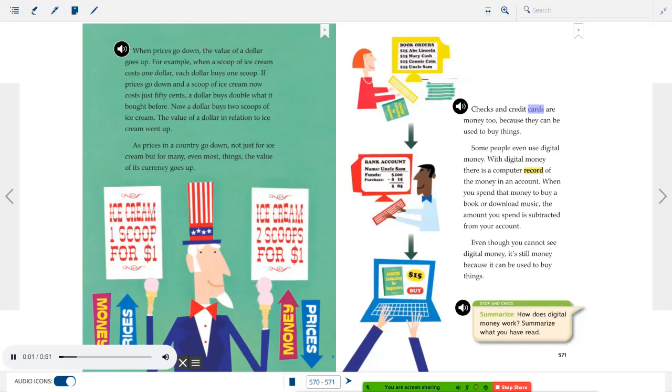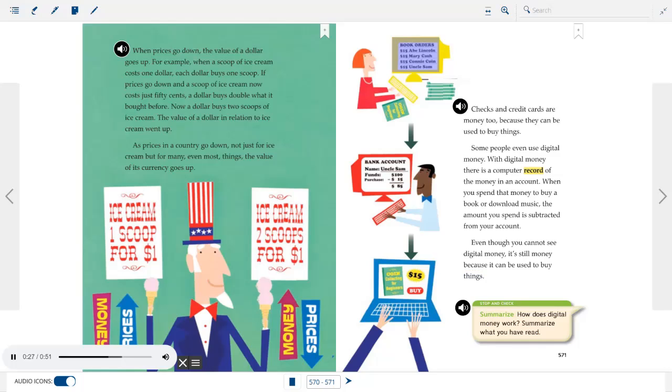Checks and credit cards are money too, because they can be used to buy things. Some people even use digital money. With digital money, there is a computer record of the money in an account. When you spend that money to buy a book or download music, the amount you spend is subtracted from your account. Even though you cannot see digital money, it's still money because it can be used to buy things.